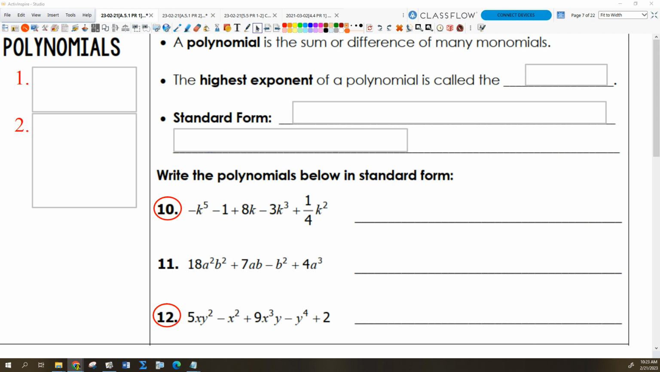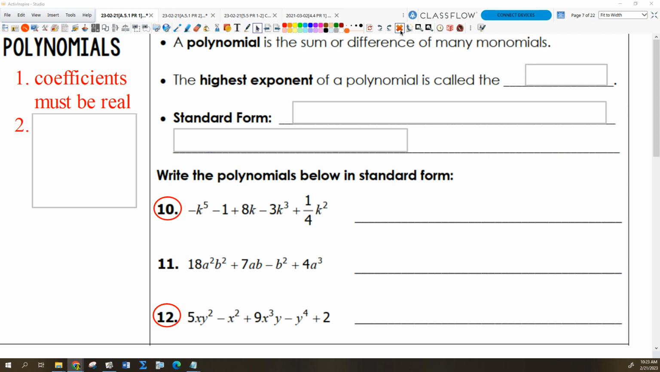Perry, what can you tell me about the coefficients? What has to be true of all the coefficients? What kind of number do they have to be? The numbers that are being multiplied by the variables. What's our only restriction? They don't have to be positive. They have to be real. That's it. So they can't be imaginary. No i's. How about the exponents?